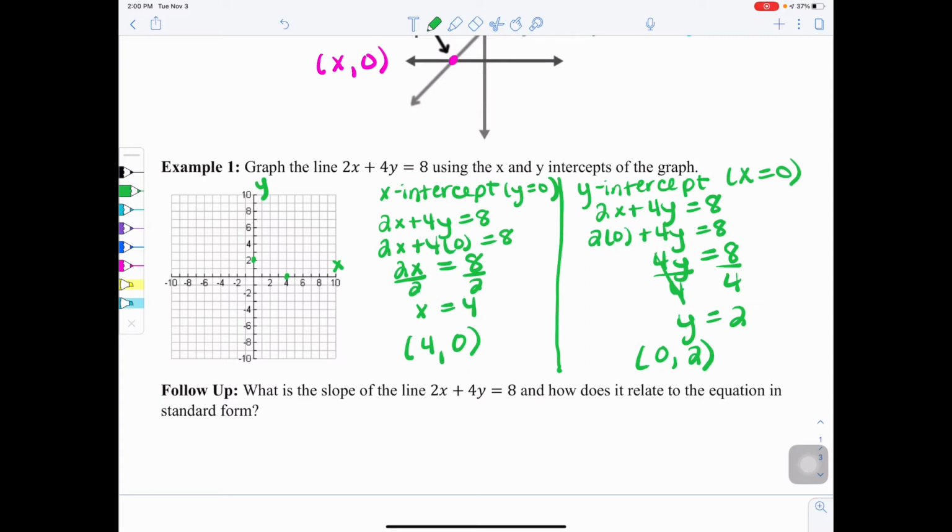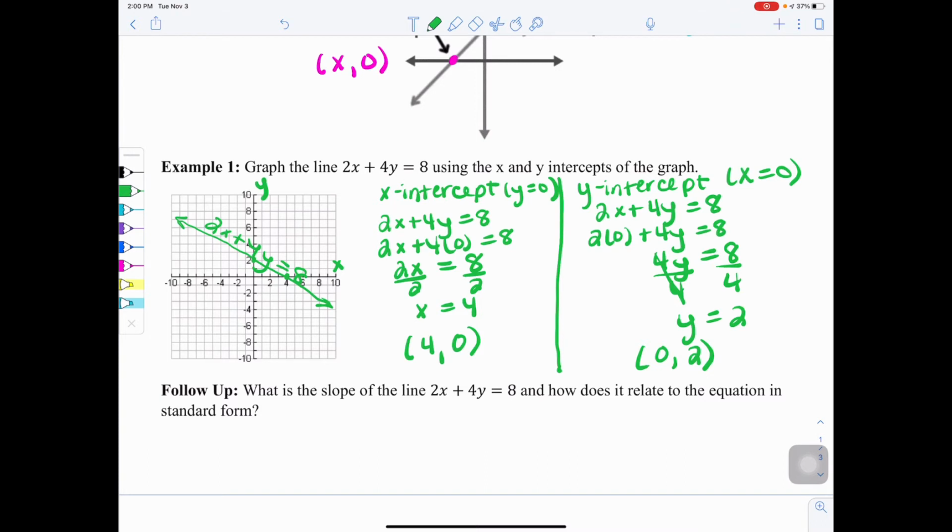I only need 2 points to make a line. And now with a straight edge ruler, you can connect these two. Make sure you have your arrows on your ends, and then you're going to label it with the original equation. And you have successfully graphed, keeping the equation in standard form.